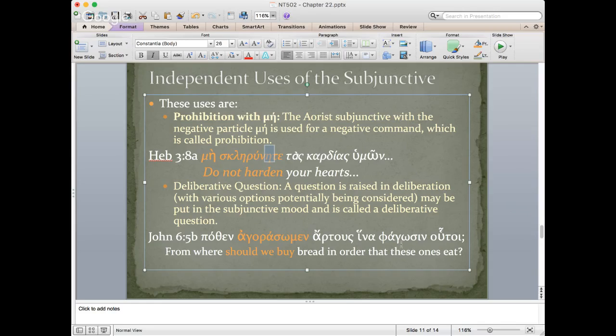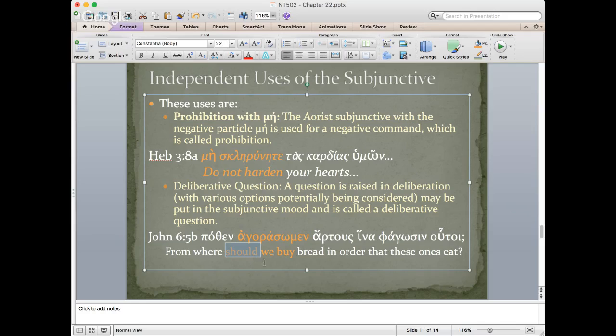So when we get down here to John 6:5, you can see the question mark down here. And then pothen, which is going to be like "from where." And then you can see the subjunctive here, omen, you have the sigma for the aorist. This is showing you that this is an aorist, first person plural. So the sigma, "we buy." And then the "should" is the deliberative. Should we do this or should we not do this?